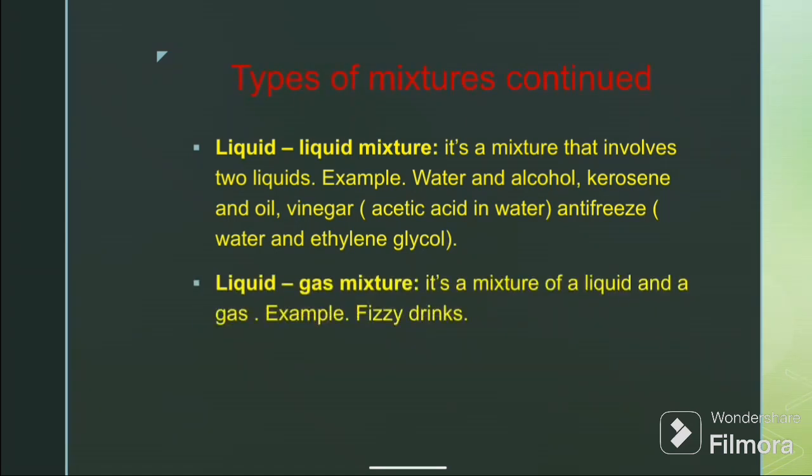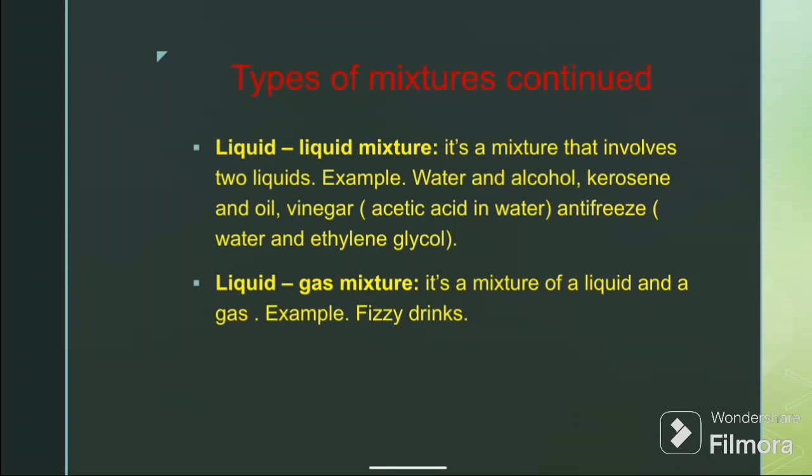And we have liquid gas mixture. A liquid gas mixture, as the name denotes, is a liquid and a gaseous substance. So it's a mixture of liquid and gas. An example is the fizzy drinks we take, or some will say carbonated drinks. When we open them, the pop sound we hear is the escape of the gas. The liquid is there, and the gas is on top to preserve it. So when we open it, the pop sound is the gas escaping from the container.